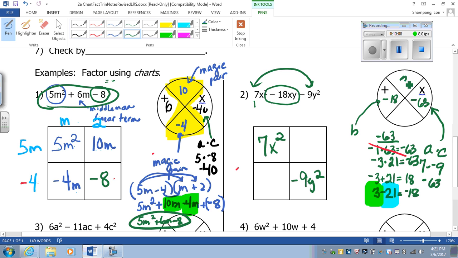So now what do we do with these two boxes? Well, we're going to put our magic pair in there. Remember, our magic pair is 3 and negative 21. So let's write those in. So we're going to have 3. And remember, that magic pair adds up to the middleman. Okay? So this is the sum of the magic pair.